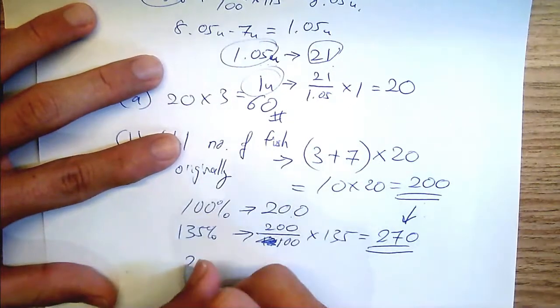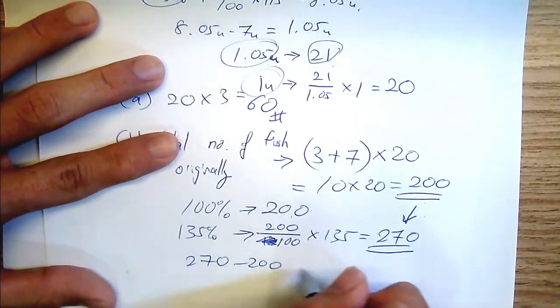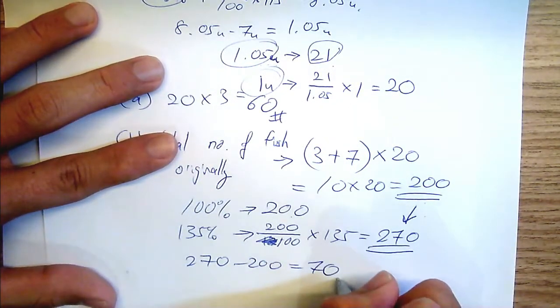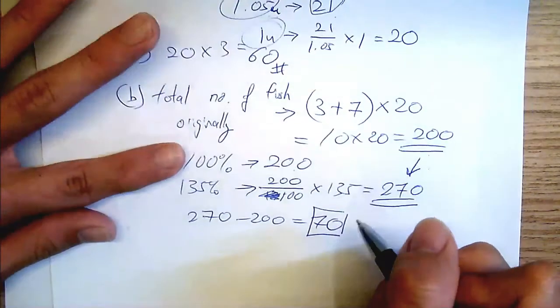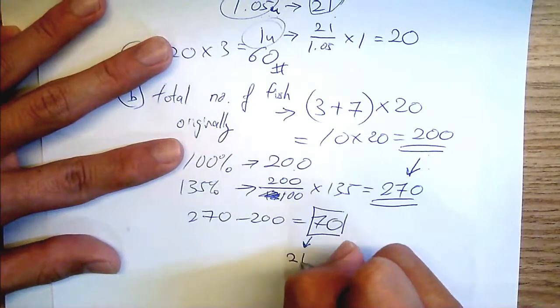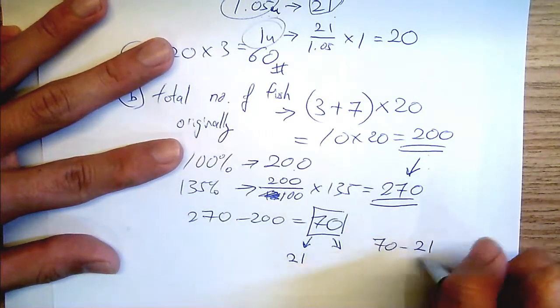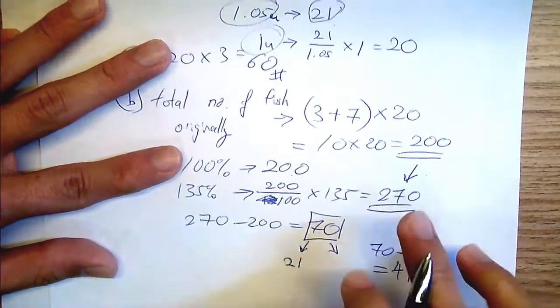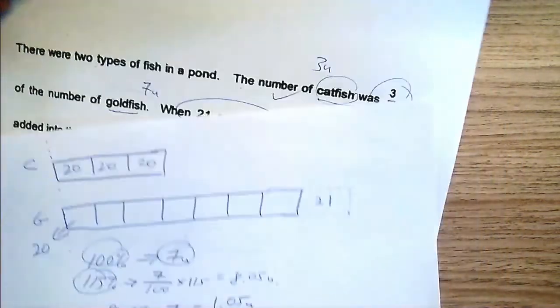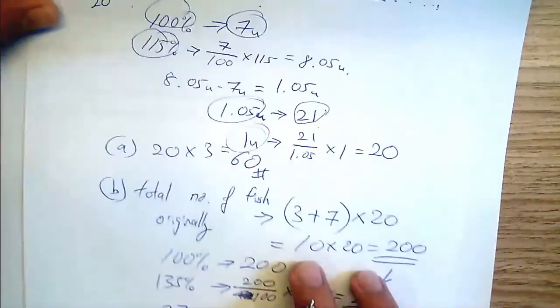So I take 270 minus 200, the difference is 70, and this represents the increase in number of goldfish and catfish. Since I know that the goldfish that was added is 21, how to find the catfish? Just take 70 minus 21 and you get 49. So you get 49 fish. Okay, so this is actually the answer.